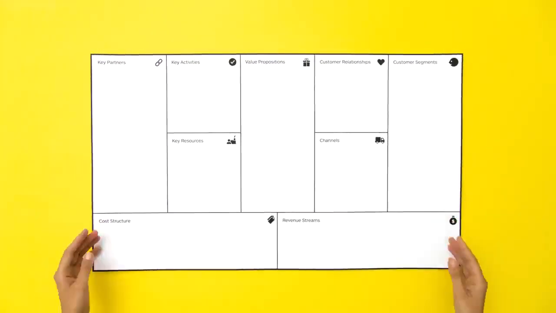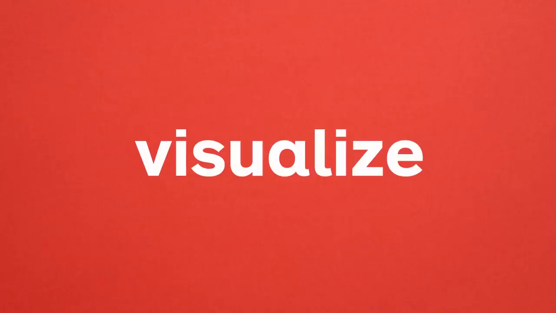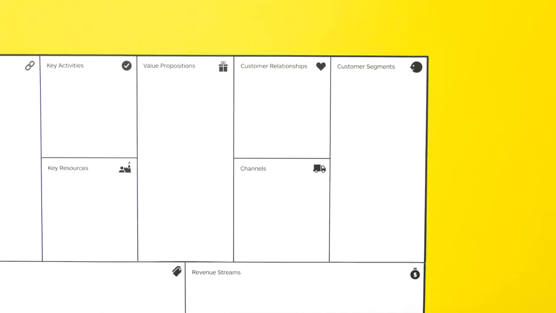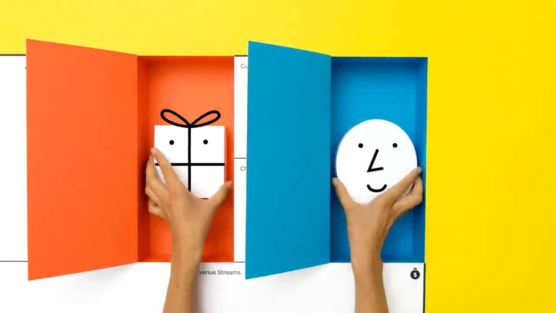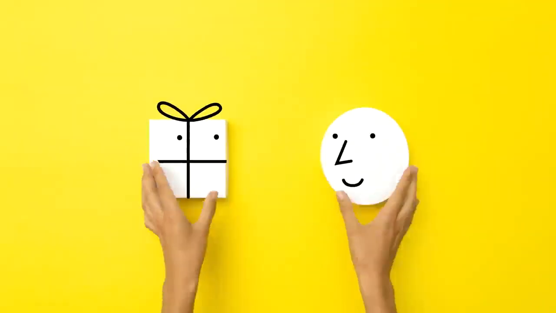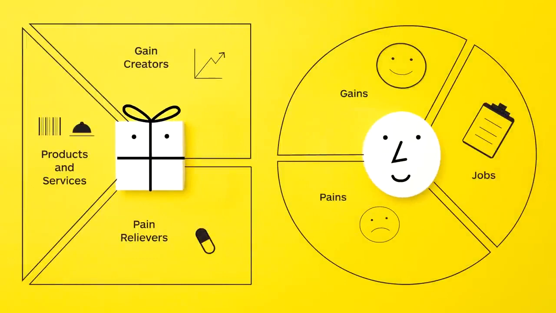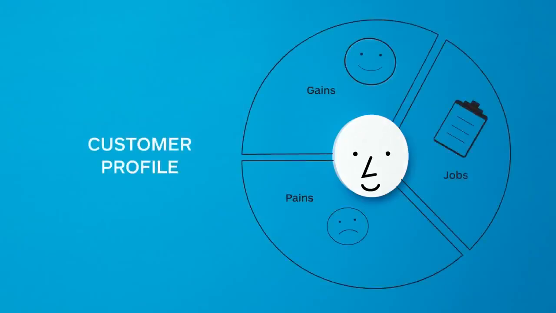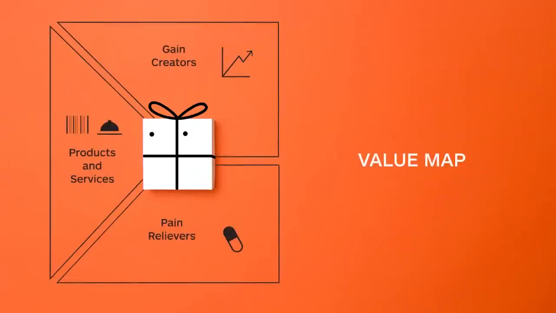Just like you create value for your business with a business model canvas, there is in fact a tool to intentionally visualize, design, and test how you create value for customers. It's called the Value Proposition Canvas. The Value Proposition Canvas is composed of 2 parts, the customer profile and the value map.